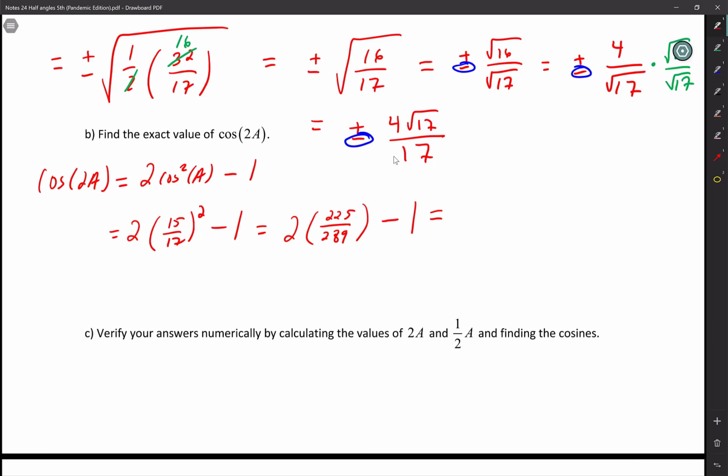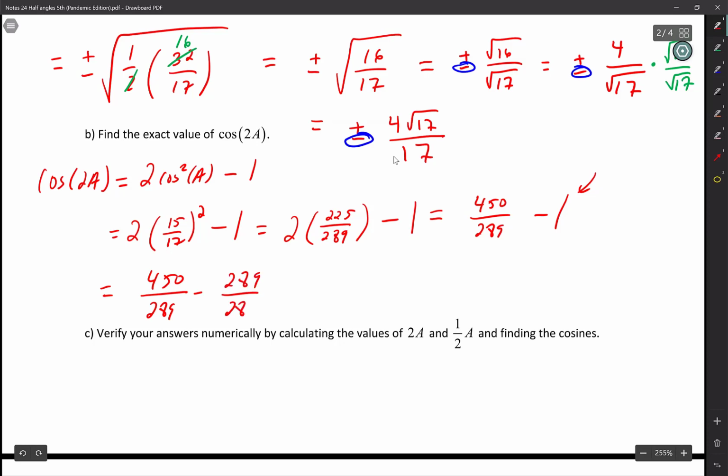So from there, I'm just going to double the 225. We can do that, right? If I have $2.25 and I double that, I have 450. So 450 over 289 minus 1. And then I can move that 1 into 289 over 289. So 450 over 289 minus 289 over 289. And then I'll just subtract.